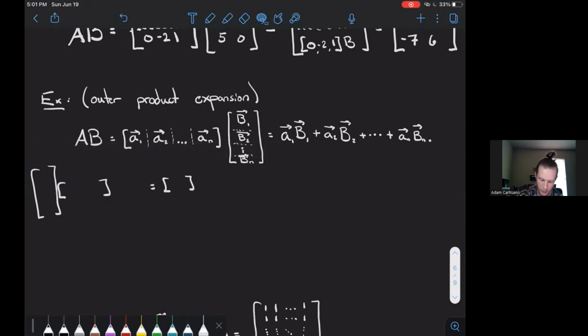What if I had a column times a row? Well, now I've got to figure out the dimensions of this thing. Notice this is a 5 by 1, and this is 1 by 3. The number of rows and columns still works out, so it'll work, but what is the resulting matrix size? Apparently it's 5 by 3: 5 rows, 3 columns.